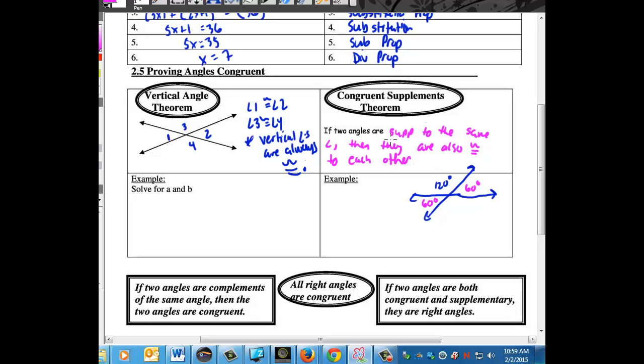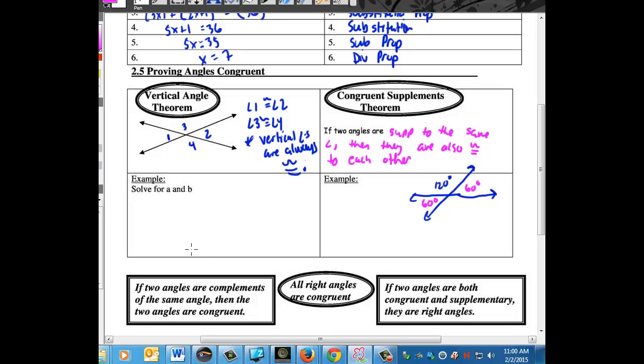as well. So if two angles, meaning angles 60 and 60, are supplementary to the same angle being 120, then they're also congruent to each other. And these two angles would each be vertical angles.